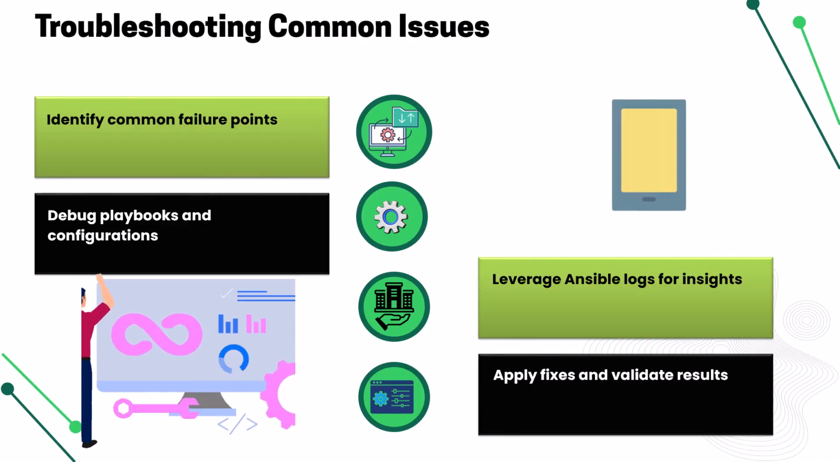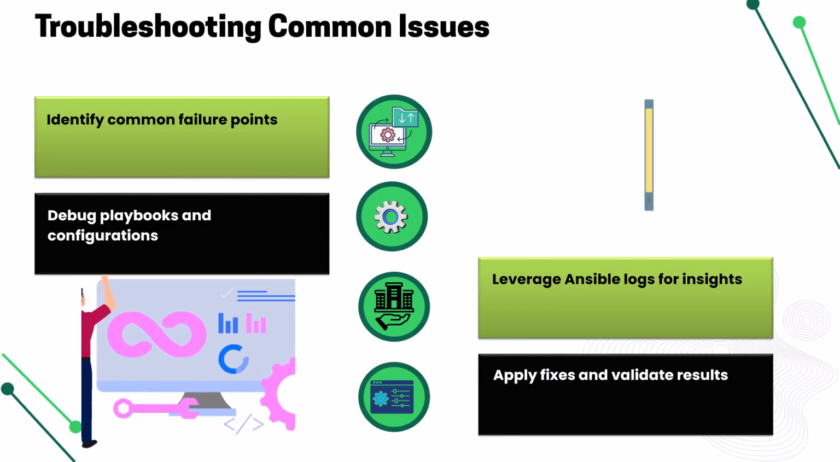Troubleshooting is basically detective work. We start by identifying common pitfalls, debug playbooks like pros, and use logs to uncover hidden clues. Once we apply fixes, we validate the results, because fixing one issue just to create another is never the goal.